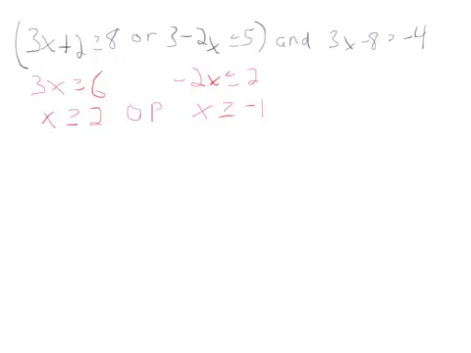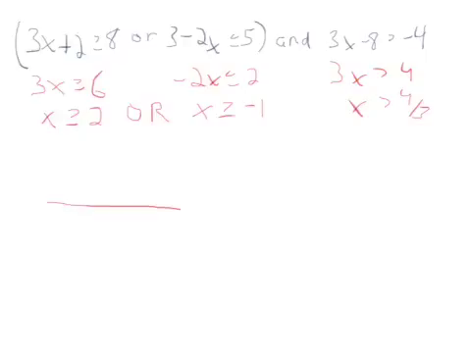So this is going to be an OR statement. And then the other part, the AND part, 3x minus 8 is greater than negative 4. When I solve this one, I get 3x is greater than 4, so x would be greater than 4 over 3. So let's look at the OR statement, x is greater than or equal to 2, or x is greater than or equal to negative 1.